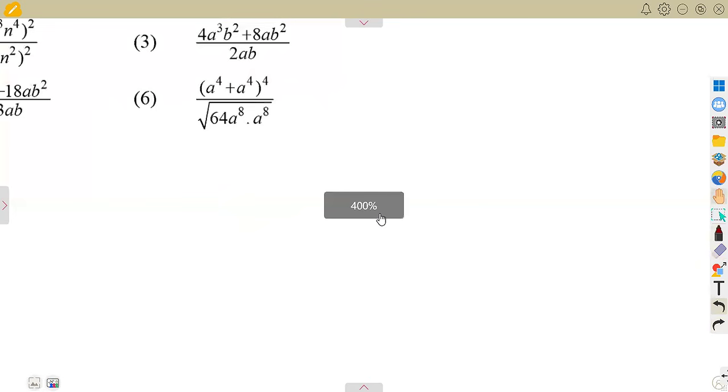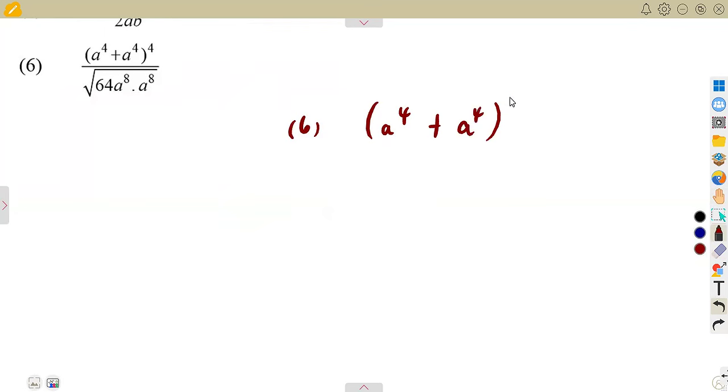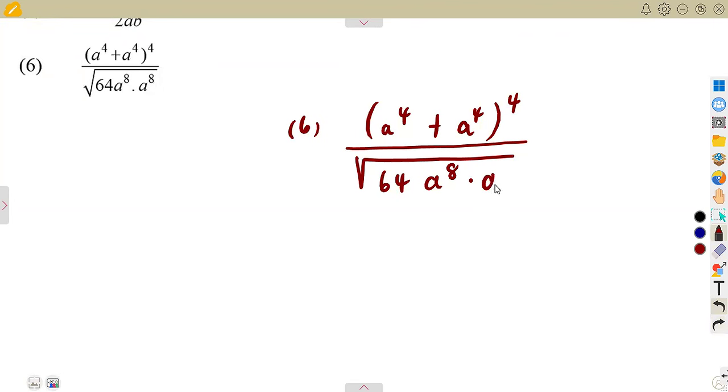All right. That is a to the exponent of 4 plus a to the exponent of 4. This is on number 6. A to the exponent of 4 plus a to the exponent of 4, everything to the exponent of 4, everything over the square root of 64, a to the exponent of 8, times a to the exponent of 8 again.